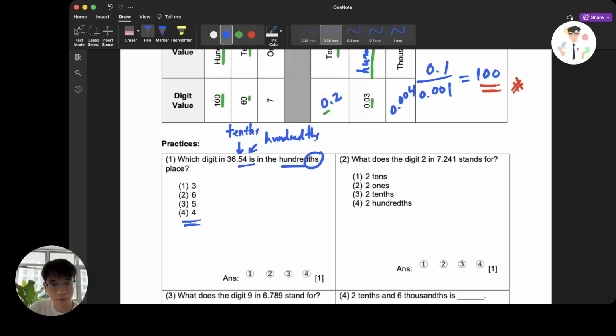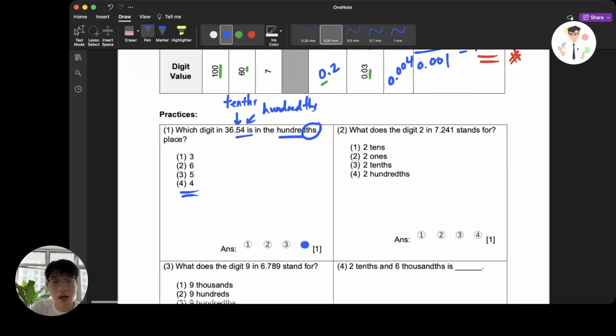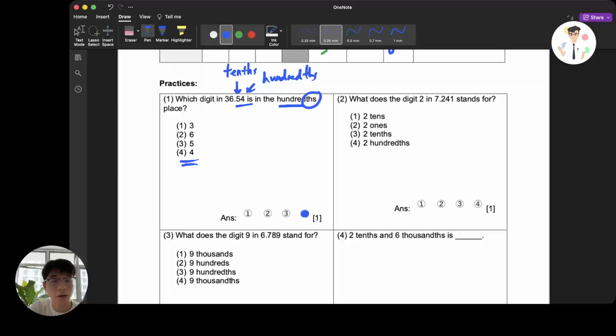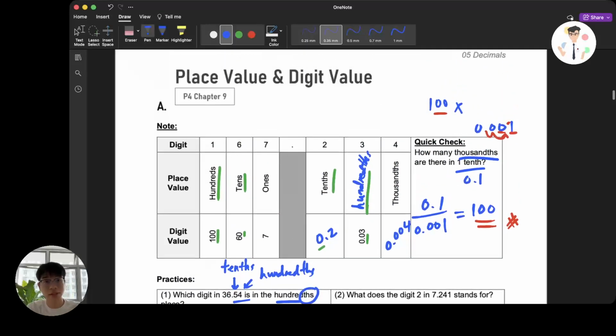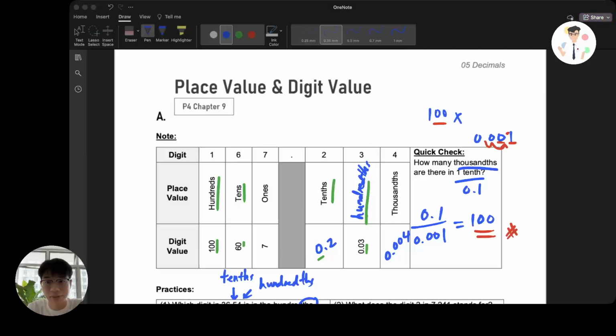So the answer is option number 4. Okay, so that is how you continue, move on and tackle all these questions. I believe this is something simple to you, and please make sure you know how to do this.